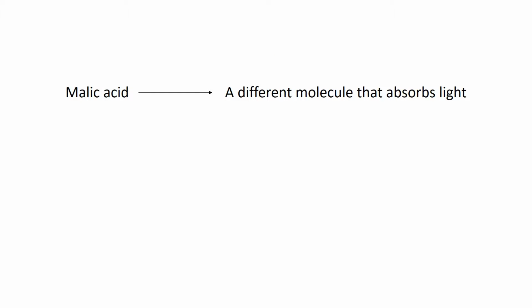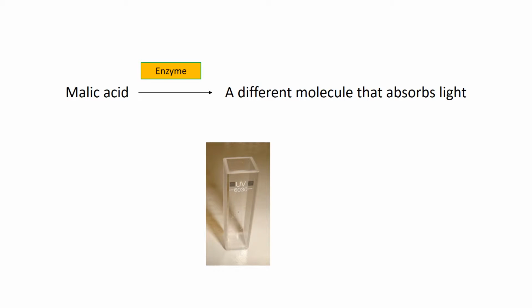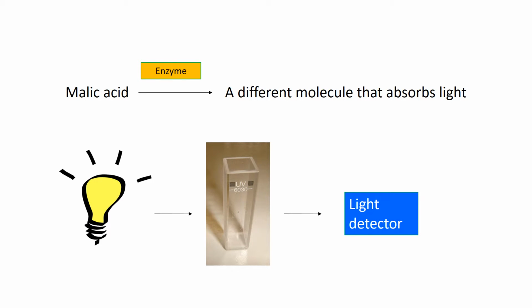So to summarize, we're going to do this reaction. We're going to turn malic acid into a different molecule that absorbs light. We're going to do that by using an enzyme. We're going to take that whole concoction and put it in a cuvette, shine light on it, detect how much light goes through, and based on the amount of light that goes through, we can figure out the amount of malic acid in our wine sample. It's that simple. We will do that in class this week.